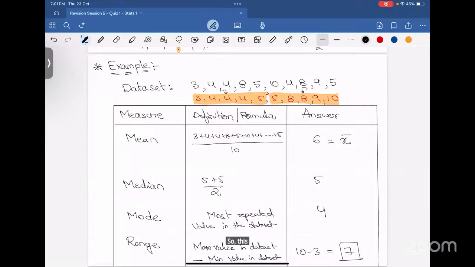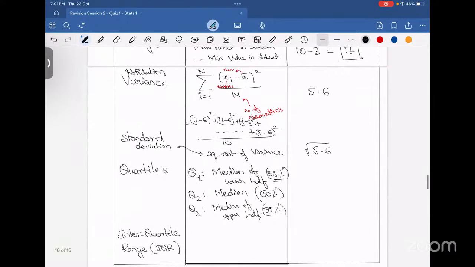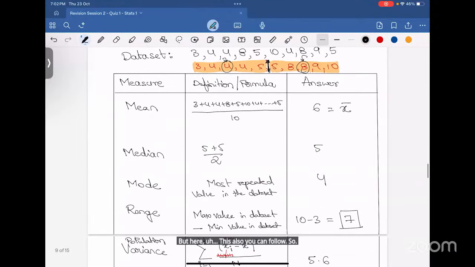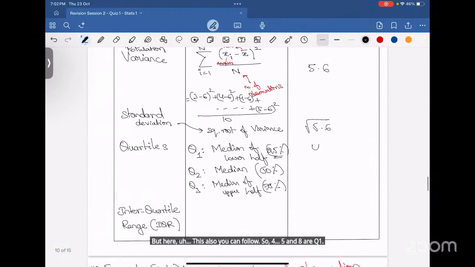So this will be Q1, this will be Q3, and Q2 is exactly the median, right? Does it look like a shortcut? No. If you are comfortable with the formula, you can go ahead with the formula. But here, this also you can follow. So 4, 5 and 8 are Q1, Q2 and Q3.